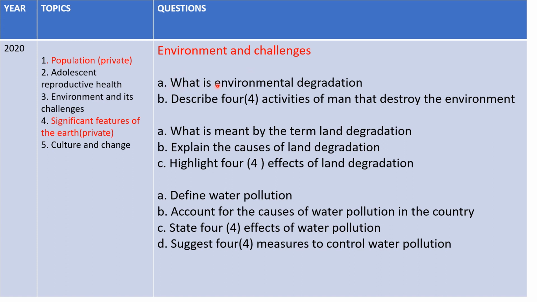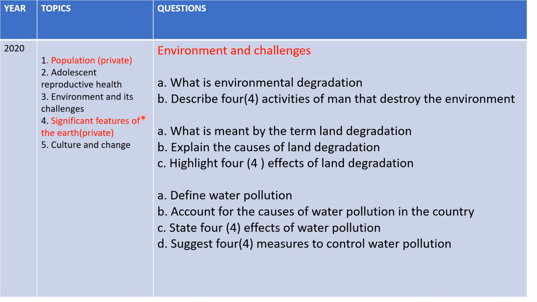Environment too. We have: what is environmental degradation? Describe 4 activities of man that destroy the environment. What is meant by the term land degradation? Explain the causes of land degradation. Highlight 4 effects of land degradation. Define water pollution. Account for the causes of water pollution in the country. State 4 effects of water pollution. Suggest 4 measures to control water pollution. The same also applies to air pollution. Then you can look at something like desertification, bush burning, and the rest. So this is the next topic.